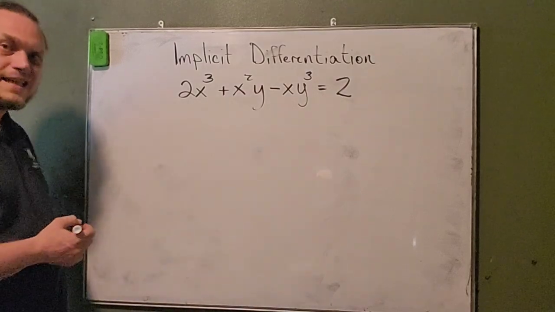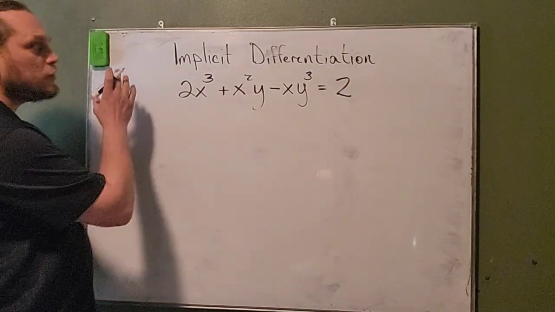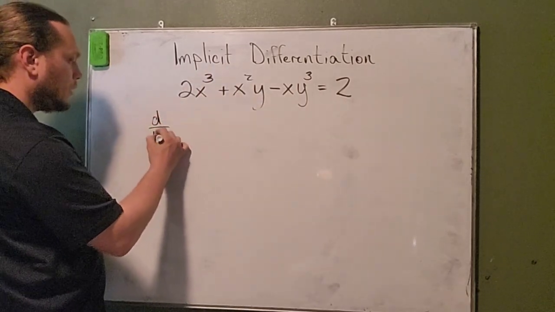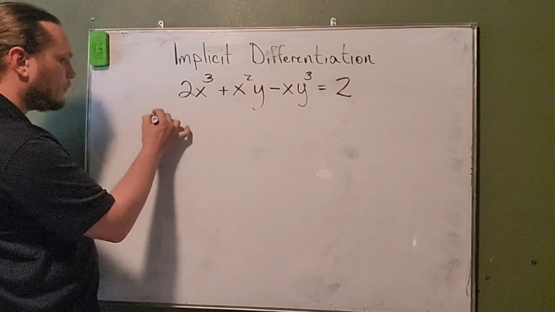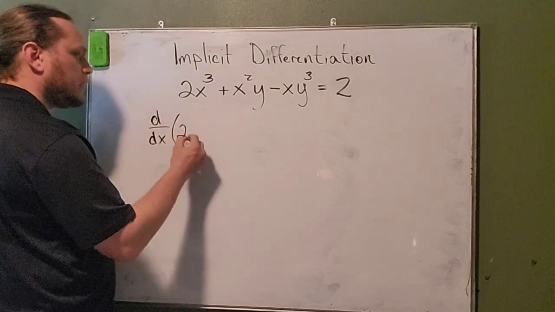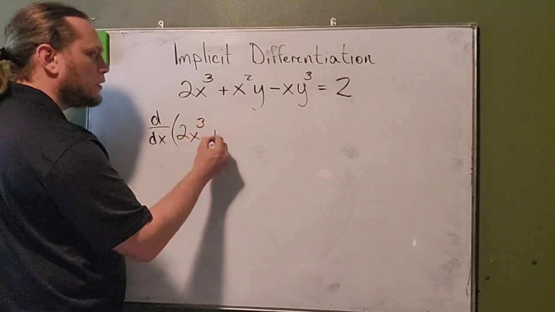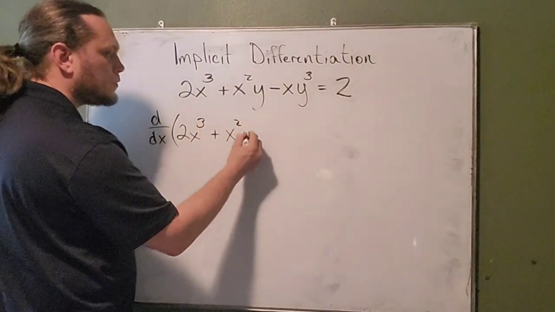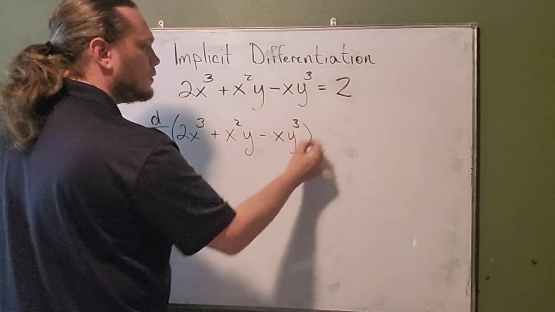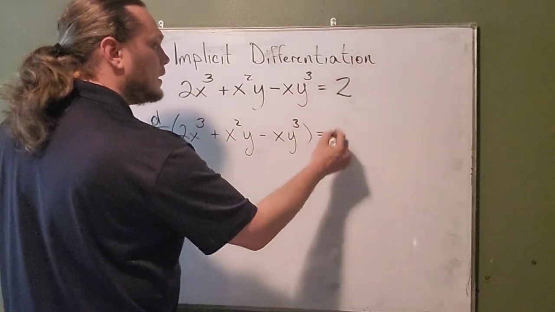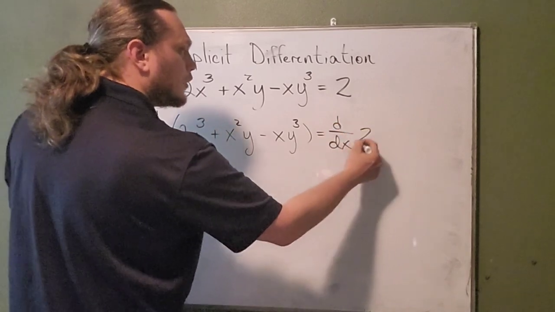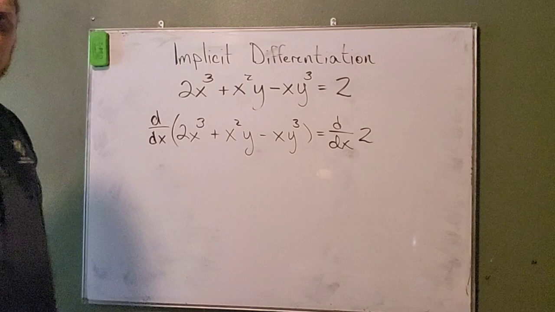That's our d over dx notation, and we're just going to derive both sides like we know it's going to work, and we're going to put down our derivative with respect to x. Then I'm going to use parentheses to write the expression 2x cubed plus x squared times y minus x times y cubed, close those parentheses, equal to d dx of the constant function 2.